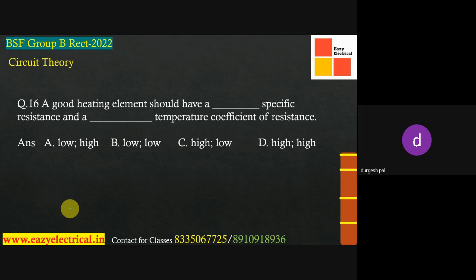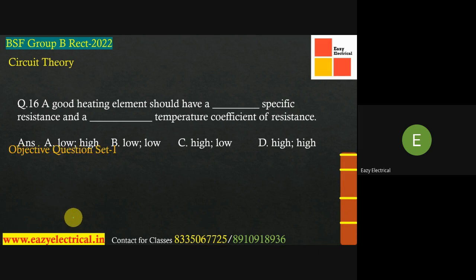Sir, B hobe low resistance, low temperature. Low resistance good heating element এর কথা বলছে কিন্তু ও আচ্ছা। Ashok, what is the correct answer? Rahul bolo, what is the correct answer? Sir, C, sir, maybe I think. C, high low.